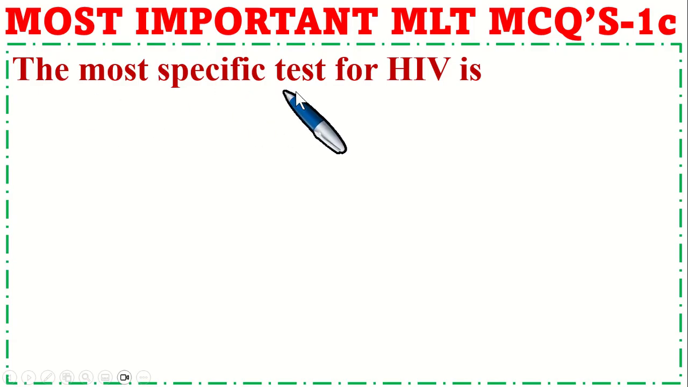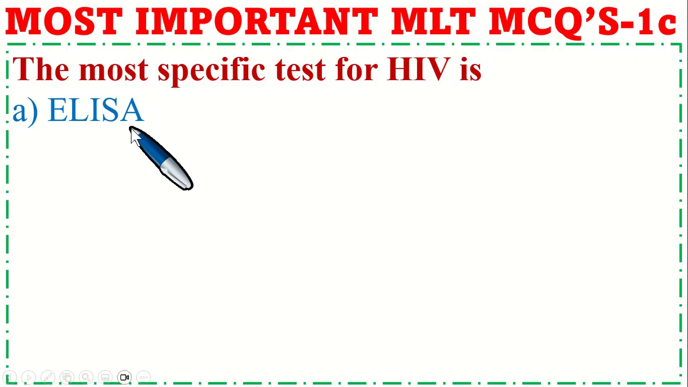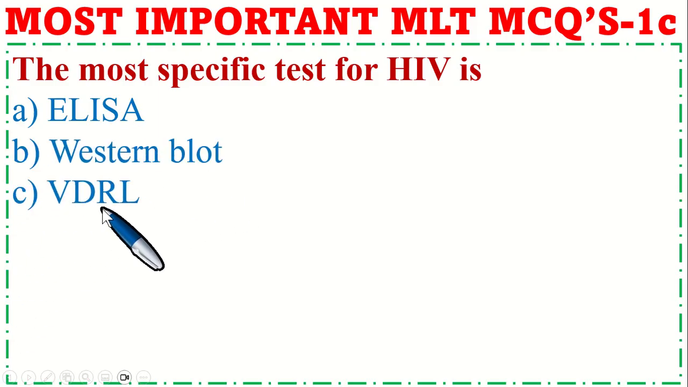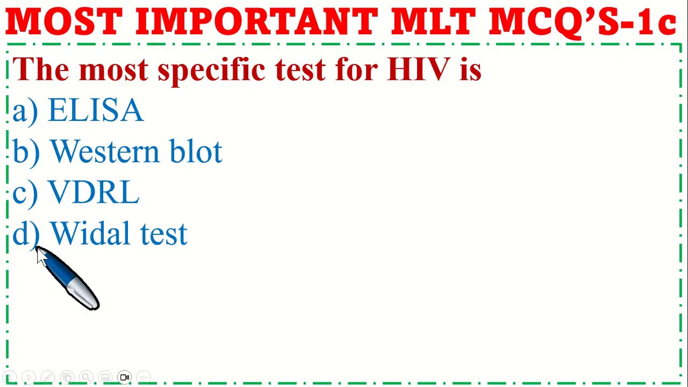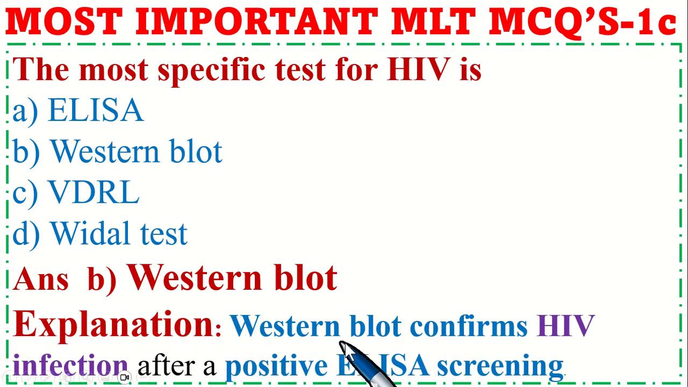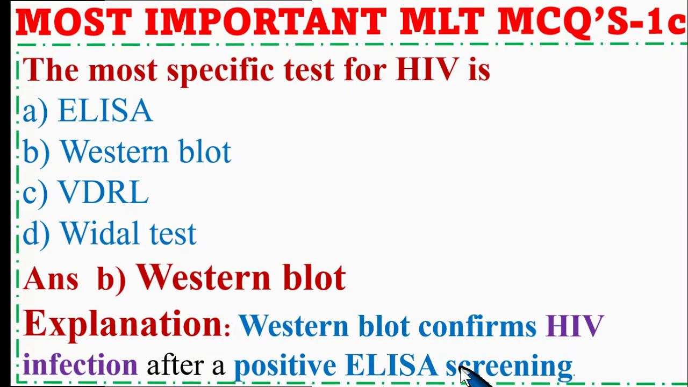The most specific test for HIV is option A ELISA, B Western blot, C VDRL, and option D Vidal test. So the correct option is B Western blot. Explanation is Western blot confirms HIV infection after a positive ELISA screening test.